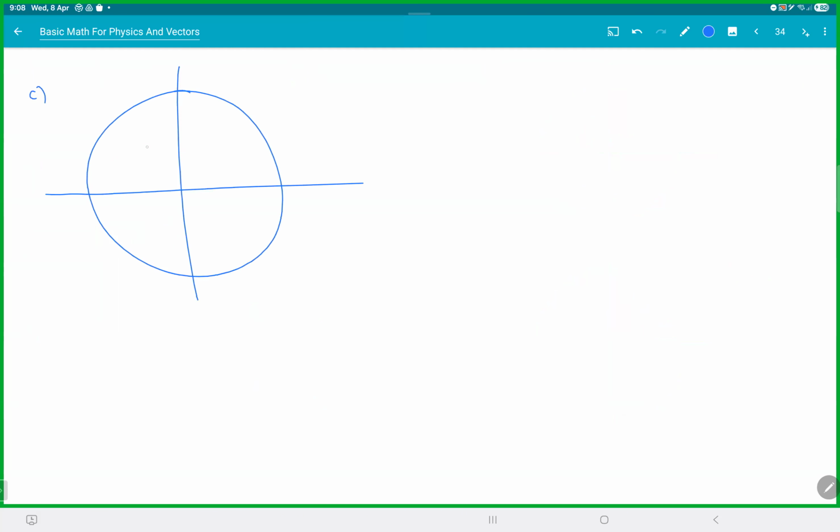Root 3, minus 1. So x is positive, but y is negative, means you're somewhere here. This is the radius. So when you drop a perpendicular, this distance is root 3 and this distance is 1. If I take this angle here, let's call it alpha. So r will be, by Pythagoras theorem, root of 3 square plus 1 square, that's 2. And tan alpha is 1 by root 3. I don't want alpha, okay? Alpha is 30 degrees.